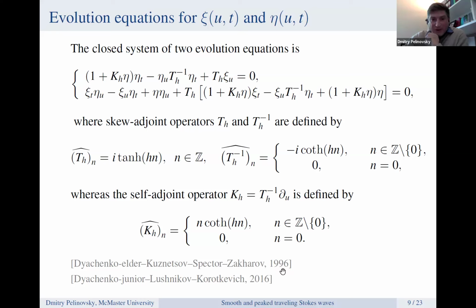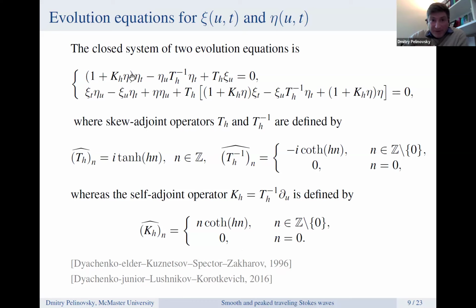So in fact, the derivation can be found in the papers of Alexander Dyachenko, Kuznetsov, Spector, Zakharov, and many other papers around this time. We particularly like the derivation in the appendix of the paper of Sergei Dyachenko, Lushnikov, and Korotkevich here. And we have followed these derivations to check that it's all consistent and correct.